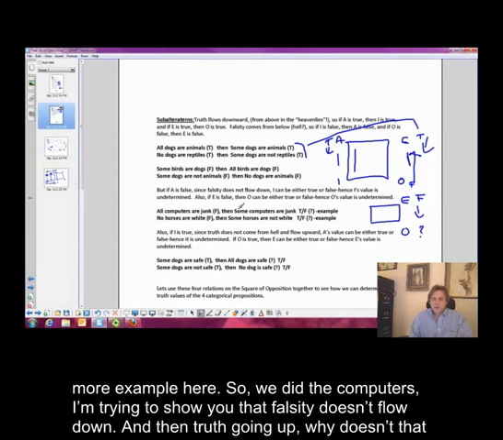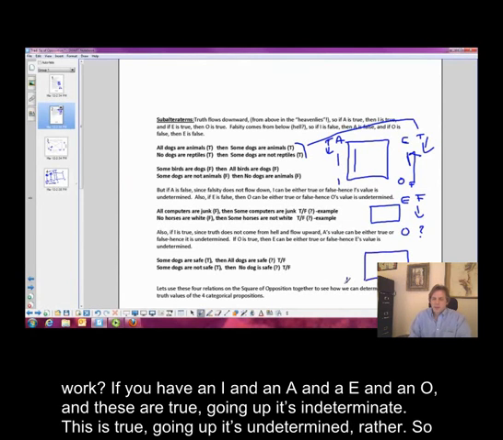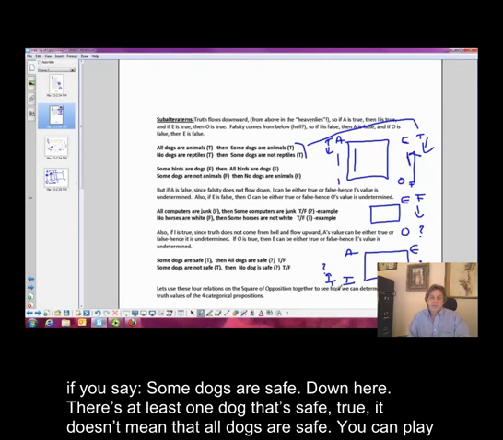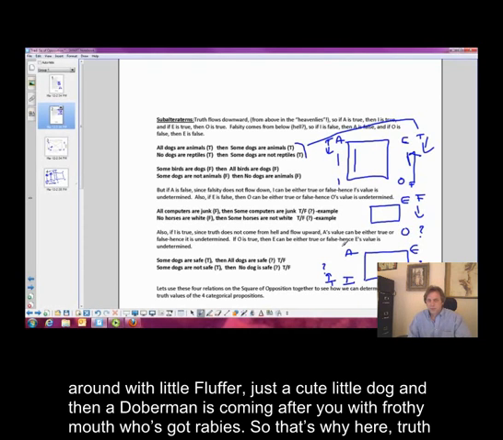Okay, so I did the computers. I'm trying to show you that falsity doesn't flow down, and then truth going up. Why doesn't that work? If you have an I and an A and an E and an O, and these are true going up, it's indeterminate. This is true going up, it's undetermined, rather. So if you say some dogs are safe down here, there's at least one dog that's safe, true. It doesn't mean that all dogs are safe, right? You can play around with a little fluffer, just a little cute little dog, and then a Doberman's coming after you with frothy mouth who's got rabies, right?